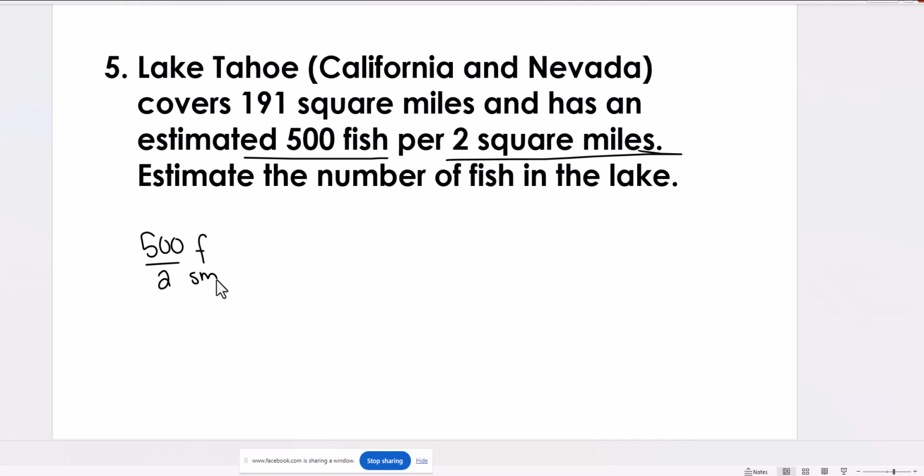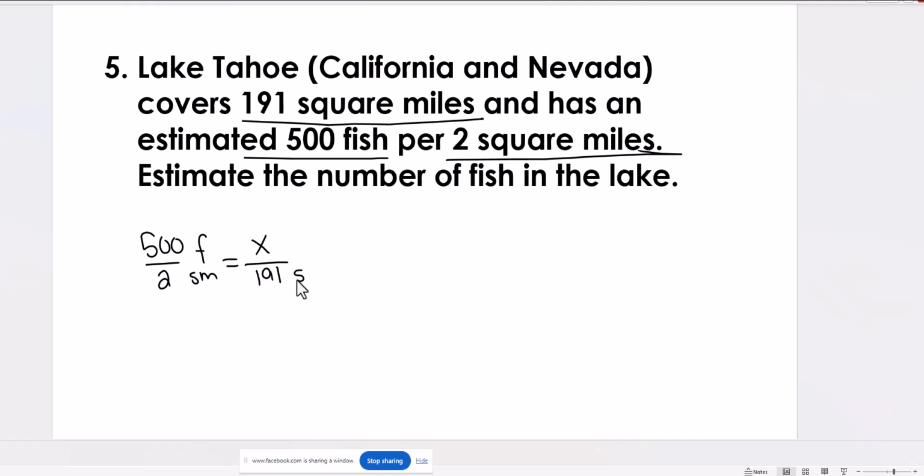Okay. Equals, now they're asking us to find or estimate the number of fish. So I don't know what the number of fish is. I'm going to put an X there. You know, you could put an F there for fish if you like. Totally cool. And Lake Tahoe covers 191 square miles. I'm going to write that right underneath my X.